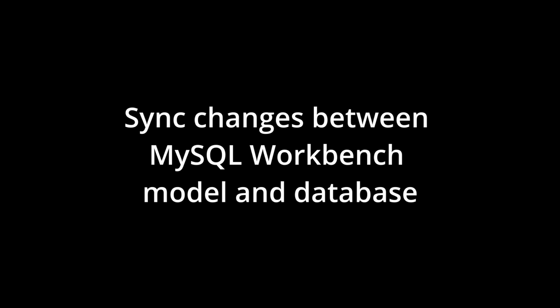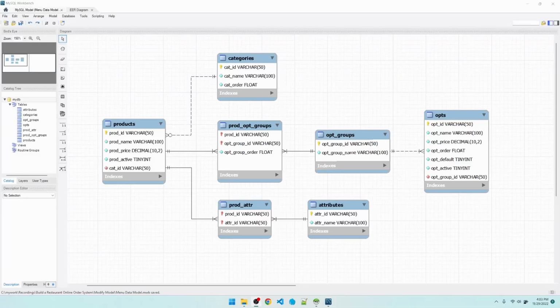Today we're going to talk about how to modify an existing MySQL Workbench model and then synchronize those changes back to the database. This is the data model that we'll be working with today. I've already used this data model to create a database and imported data into the tables. Now let's make some changes to the data model and then sync it back to the database.